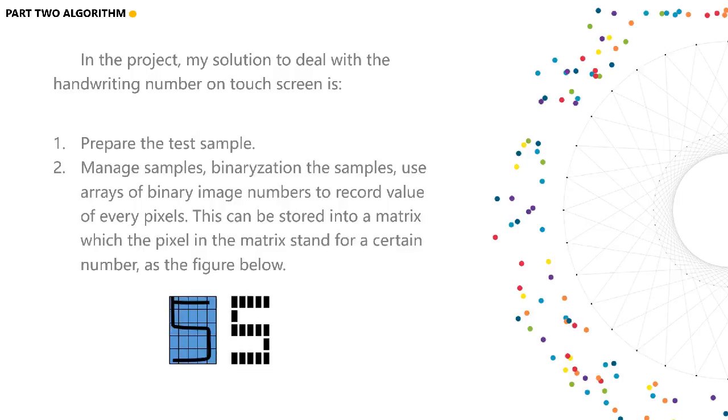So in the project, my solution to deal with the handwriting number on touch screen is as follows. The first thing is that we need to prepare some input files to make the computer know that it is the right thing. The second is we manage those samples. Binarization of the samples: we use arrays of binary image numbers to record the value of every pixel. This can be stored into a matrix in which the pixels stand for certain numbers, as in the figure below.